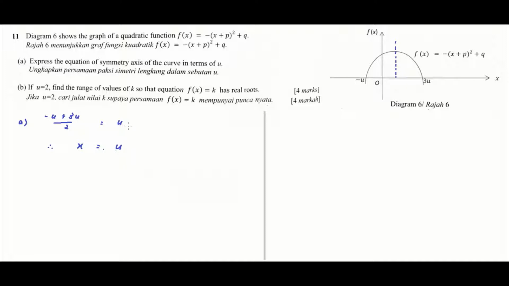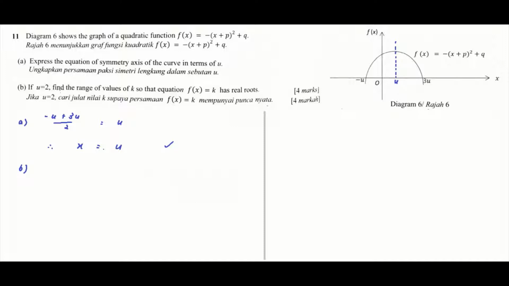Okay, so please remember you cannot leave your answer as just u, because that only means this is u. The equation of this line is actually x equals u. So you have 1 mark for the A part. After that, we move on to B.